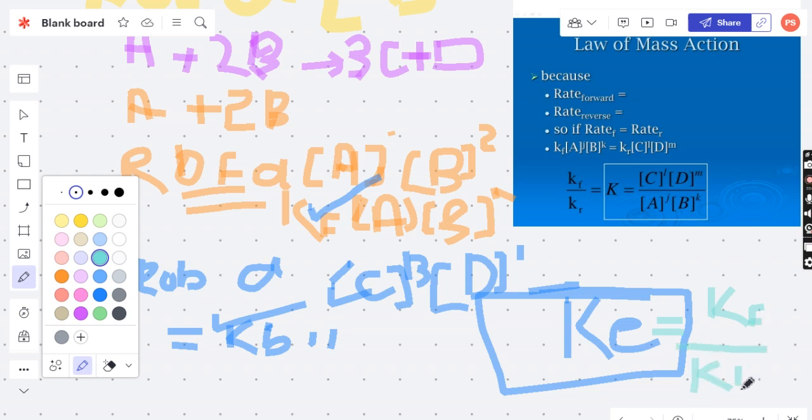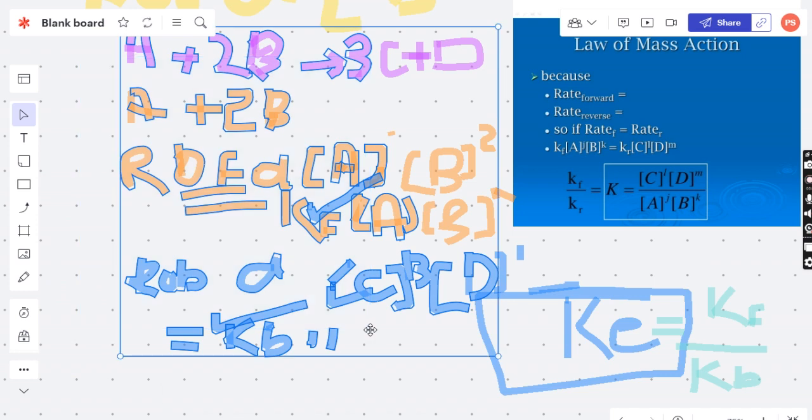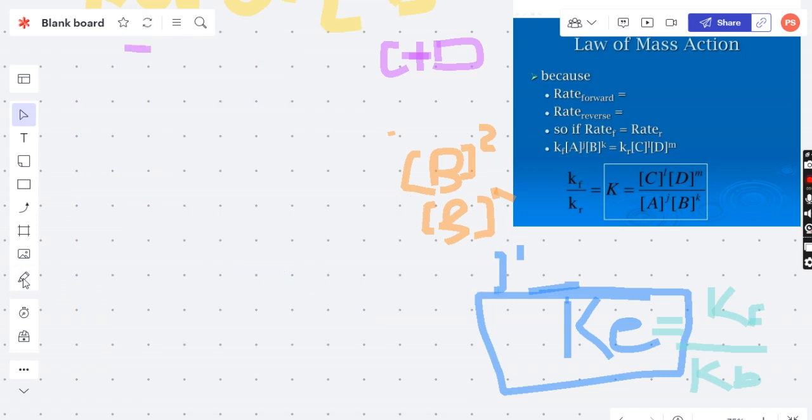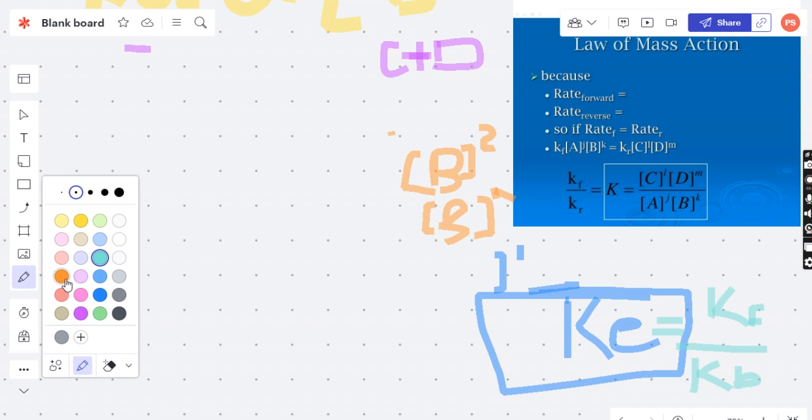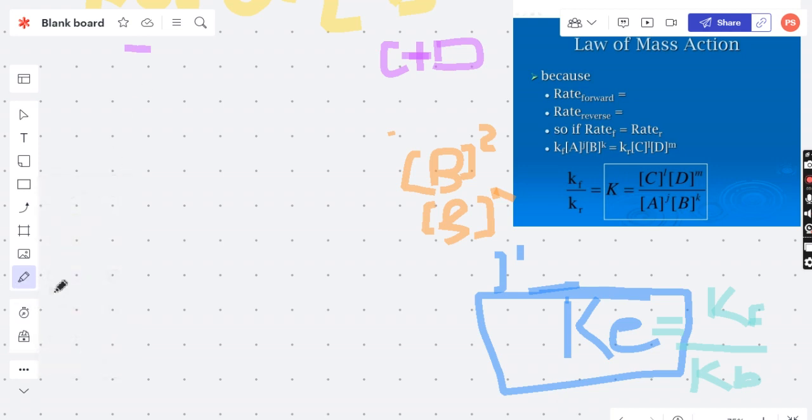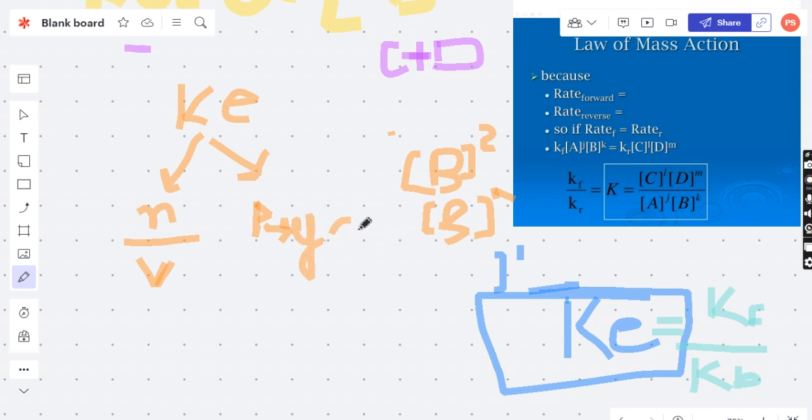This can be described in two ways. The first is molar concentration, which is the number of moles per unit volume. The second way is partial pressure. So what is meant by partial pressure in terms of gases? How is it possible?